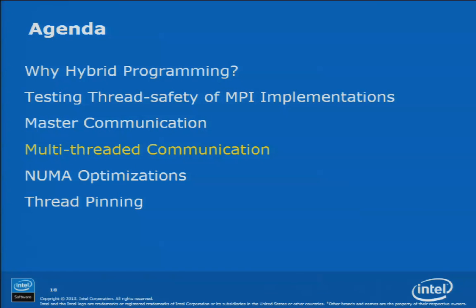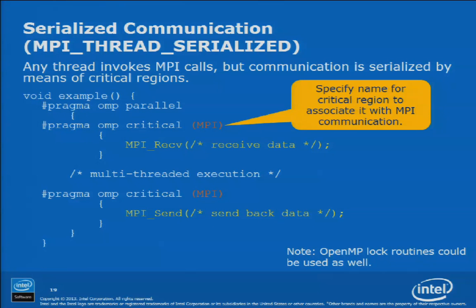Okay, multi-threaded communication. So, if you have the serialized model by your OpenMP MPI implementation, you still can call from any thread into the library, but you need to make sure that it's just one that is calling into the library, right? At any point in time, only one thread may enter the MPI library. And so the obvious solution is to put up a critical to protect all the MPI primitives.